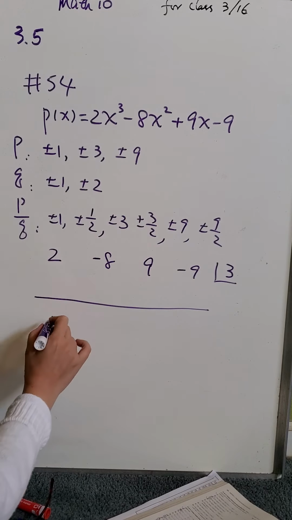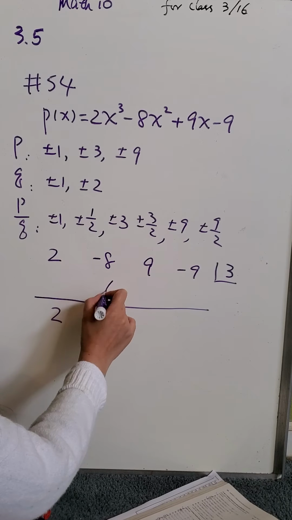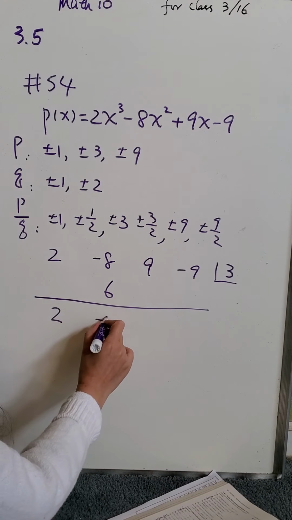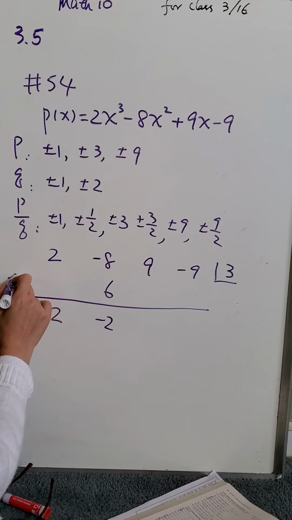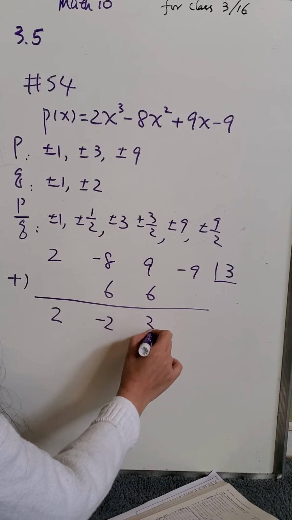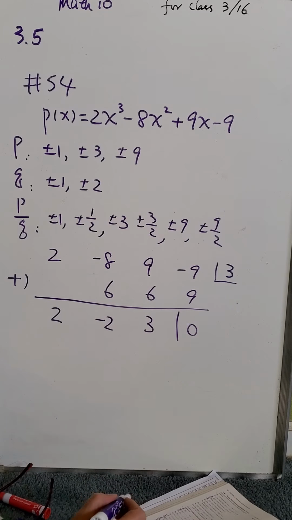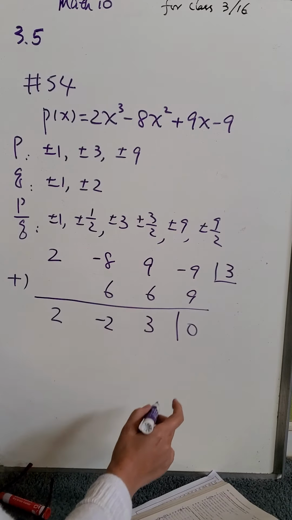So I take down the number 2. 2 times 3 equals 6, -2. Add them together, don't forget that's adding. This is 6, that's a 3, and you can see this is a 9. And then we get 0. Yeah, so this one works. So x equals 3 works.